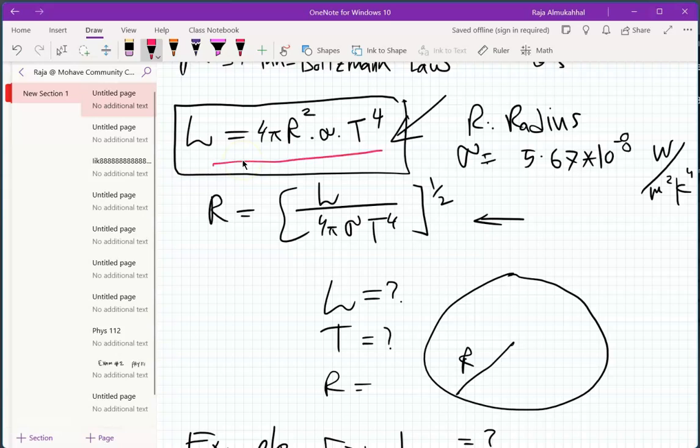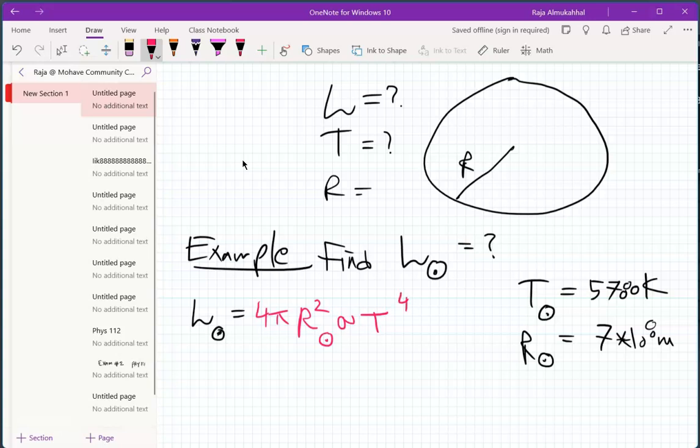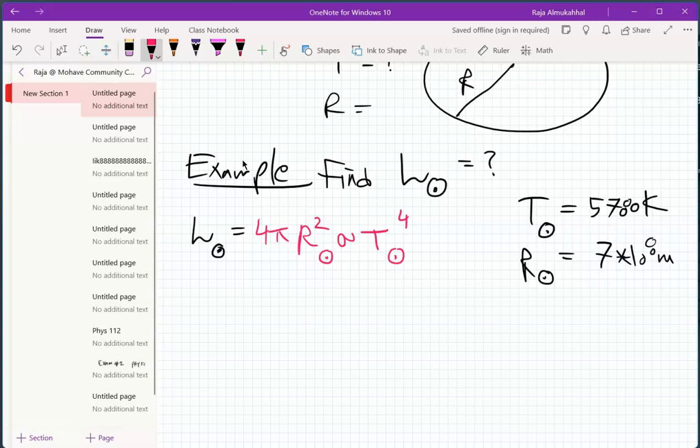Right there, this one here. So I have 4 pi r squared sigma T to the 4th for the sun. Okay, plug it in.